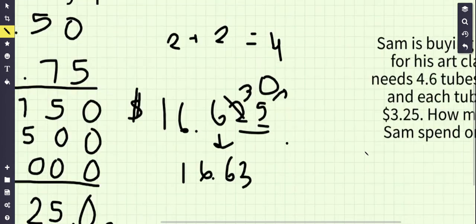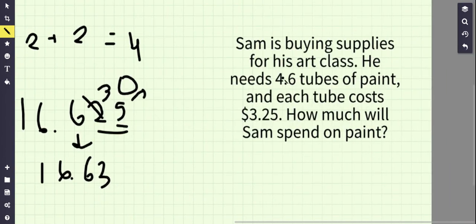All right, I want you to solve this problem over here. It says Sam is buying art supplies for his art class. He needs 4.6 tubes of paint, and each tube costs $3.25. How much will Sam spend on paint? So you can solve the problem below here.